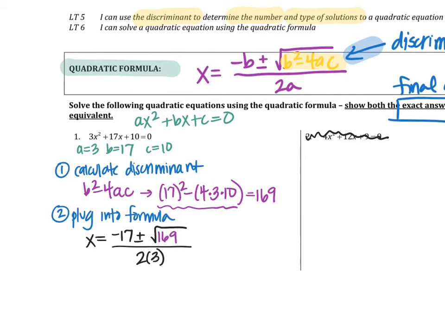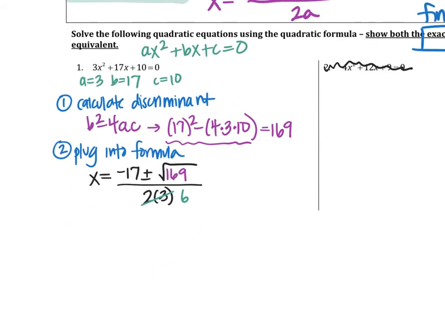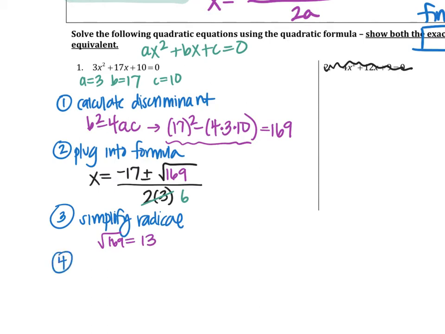Some students like to do 2 times 3 and just write 6, if you prefer. That's fine to do, okay? Next up, we're going to simplify the radical. In this case, as I said, the square root of 169 is a perfect square. It's just 13. So we're going to replace that and simplify.